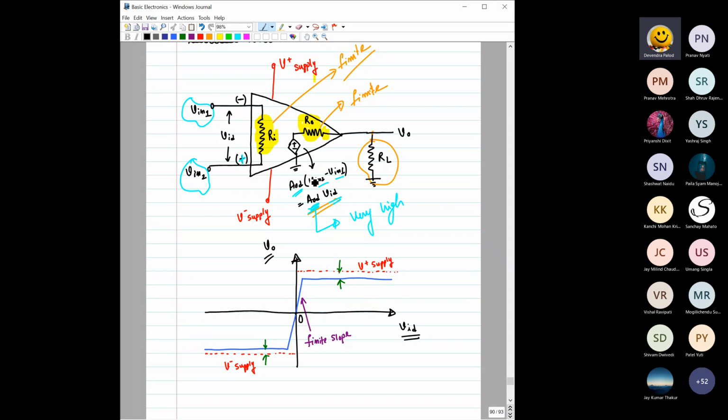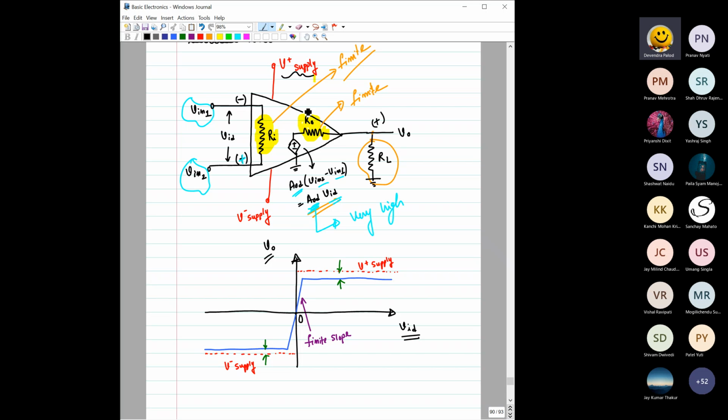But remember, really, can we get an infinite voltage at this output? No, because the output voltage, which is a positive voltage, would be limited by the supply voltage, right? We cannot go beyond this supply voltage. Similarly, if this VID is negative, that means Vin2 is lower than Vin1, then you are expected to get a negative voltage at this output. But again, that negative voltage would be limited by this V negative supply voltage.